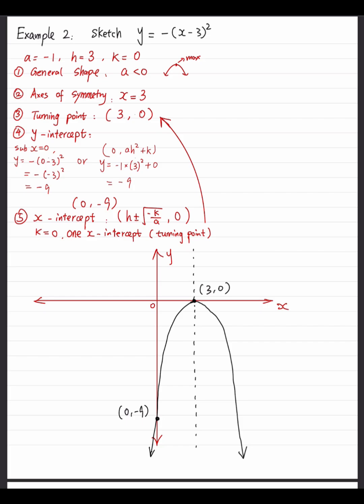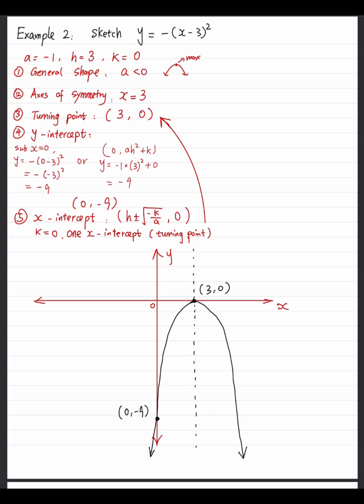Now, since a is negative, again, the general shape is going to be upside down, with the turning point being the maximum. As for the second key feature, the axis of symmetry, we know that x is equal to h, which is equal to 3, okay? Turning point, which x is equal to h, which is 3, y is equal to k. Since we don't have a k, which means k equals 0. So you have the turning point being 3, 0.